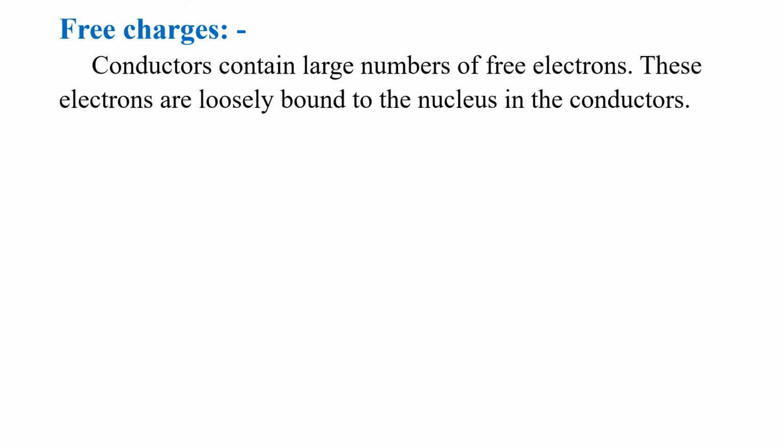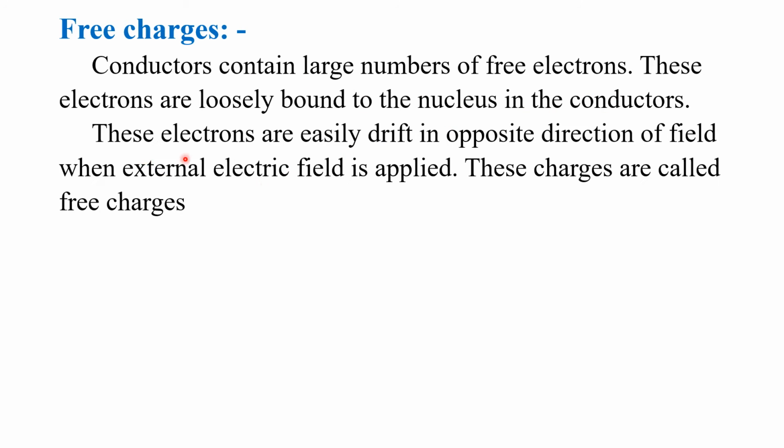What are free charges? Conductors contain a large number of free electrons. These electrons are loosely bound to the nucleus in the conductor. They easily drift in the direction opposite to the field when an external electric field is applied. These charges are called free charges, meaning the loosely bound electrons in the conductor.